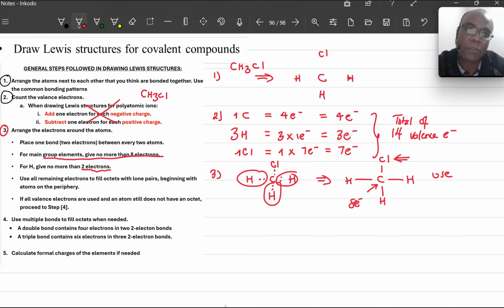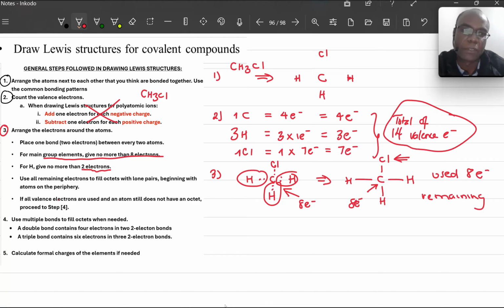Now remember how we've used 8 electrons in here. Those dots are 8 electrons. So how many are remaining, given that we have to use 14? So the remaining valence electrons will be 14 minus the 8 we've used to make the bonds. We are left with 6 valence electrons. The 6 valence electrons are going to be added to the chlorine.